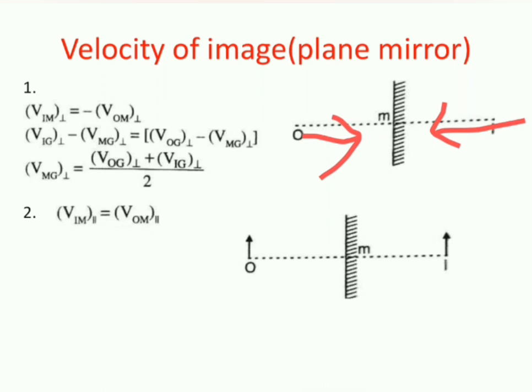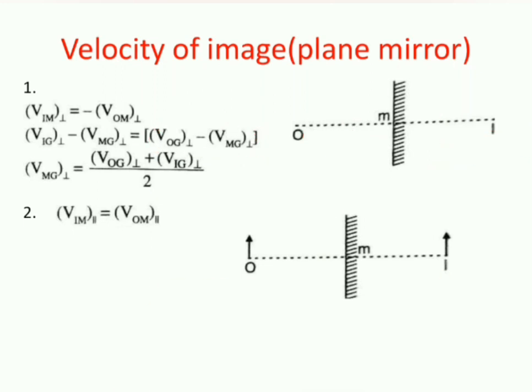So we have rearranged this relation. You can write V_i,M as V_i minus V_M, relative velocity. Similarly, velocity of the object with respect to the mirror, I can write it as V_O minus V_M. Both of them are taken with respect to ground.